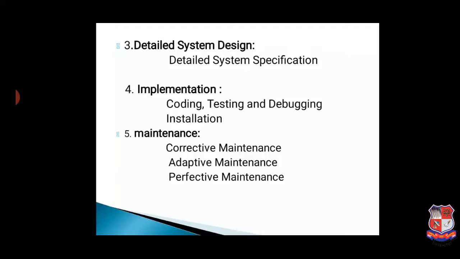Corrective maintenance means responding to the system errors. If the system gets any errors, to maintain or solve those errors is corrective maintenance. What is adaptive maintenance? Adaptive maintenance means if there are any changes in your environment, like the business environment or people, this type of maintenance is adaptive maintenance.